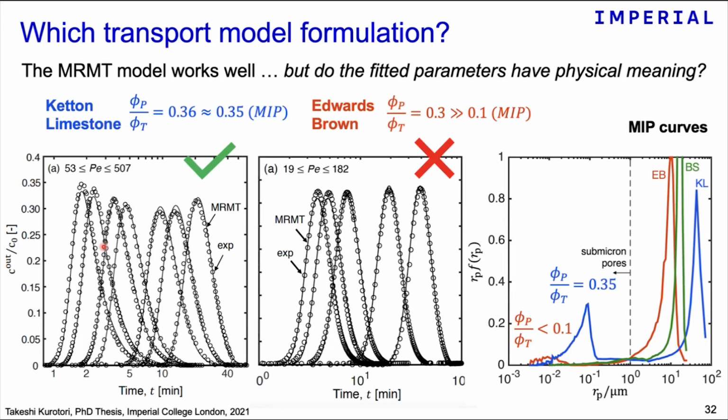One should always ask themselves whether the parameters that you obtain from this fitting exercise have a physical meaning. So in the case of Keton limestones, for instance, the model was predicting that the fraction of this immobile pore space in the rock was roughly 36%. And actually, this was in very good agreement with independent measurements that we obtained by mercury intrusion porosimetry.